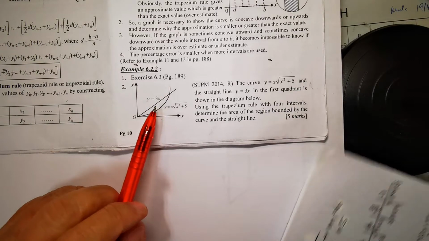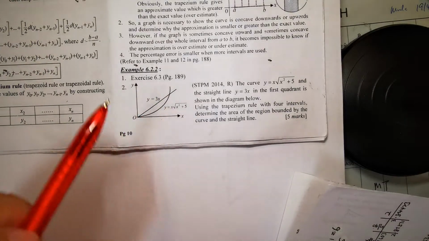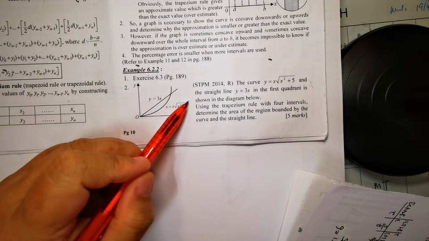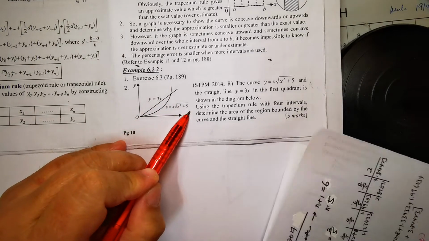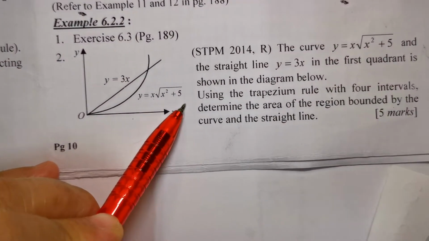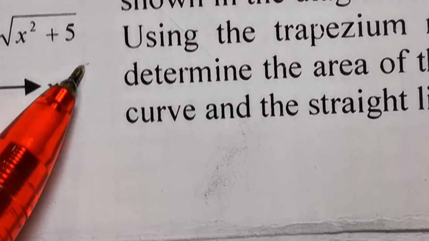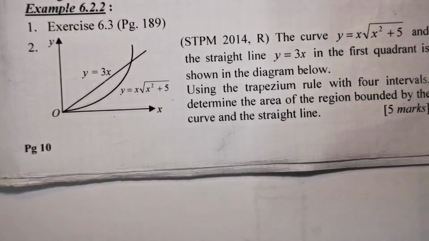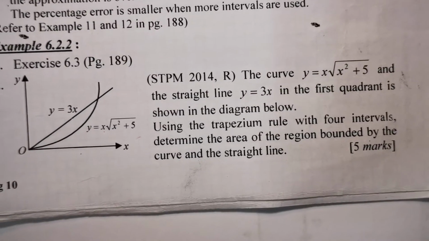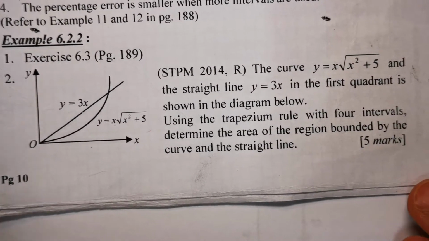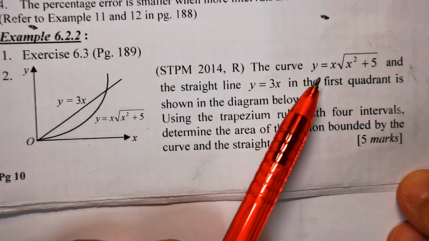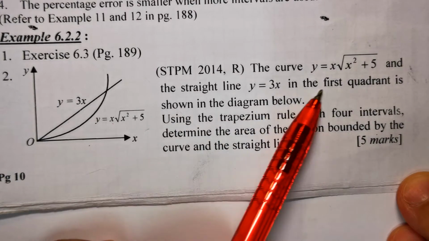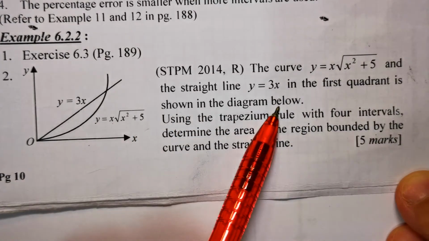Alright. They give you a diagram of 2 graphs. One is the straight line y equals 3x. One is the curve y equals x square root of x squared plus 5. So they say the curve y equals x square root of x squared plus 5 and the straight line y equals 3x in the first quadrant is shown in the diagram.